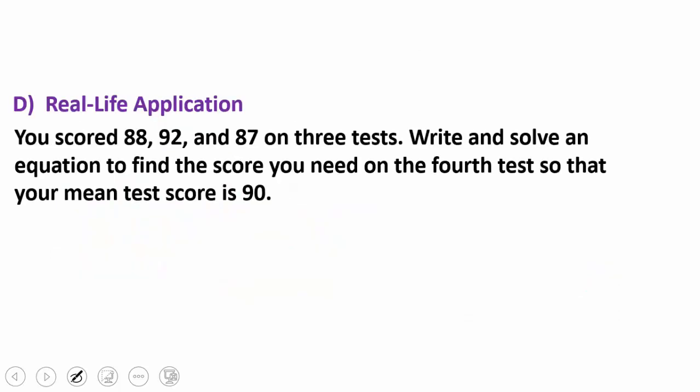Our real life application tonight says you scored 88 points, 92 points, 87 points on 3 tests. Write and solve. That's 2 things we have to do. Write and solve an equation to find the score you need on the 4th test, so that you have a mean test score of 90. Oh, wow. So if you remember what mean is, that's like average. How do we get average? We add them all up, and we divide by the number, right?